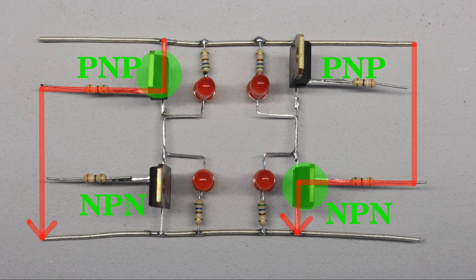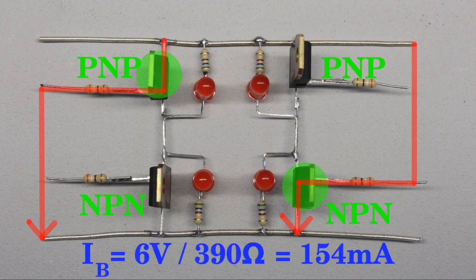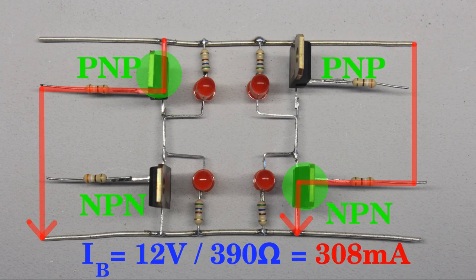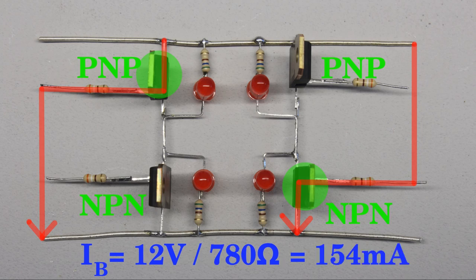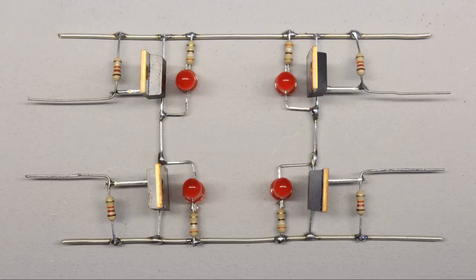When composing an H-bridge of bipolar junction transistors, the base current required to bring the transistors into saturation mode has to be considered. The dimensions of R1 to R4 depend on the supply voltage. The resistance value has to be doubled when operating the circuit with an input voltage of 12V instead of 6V.